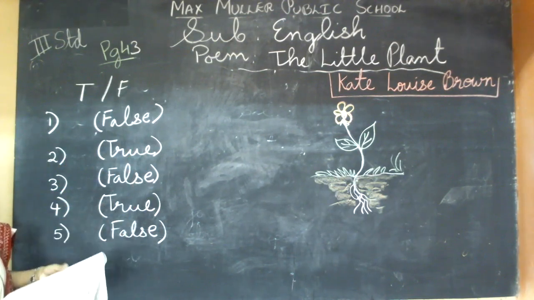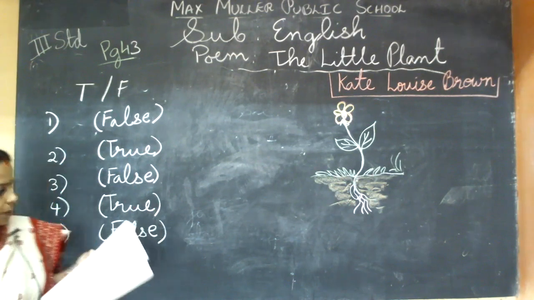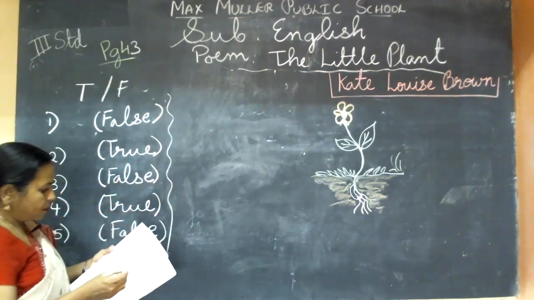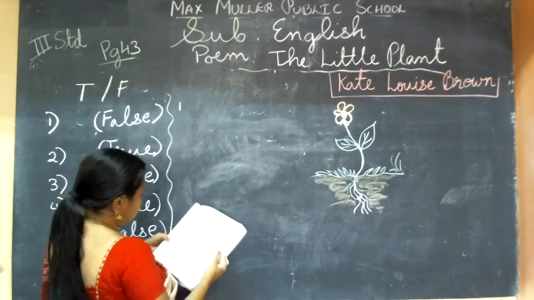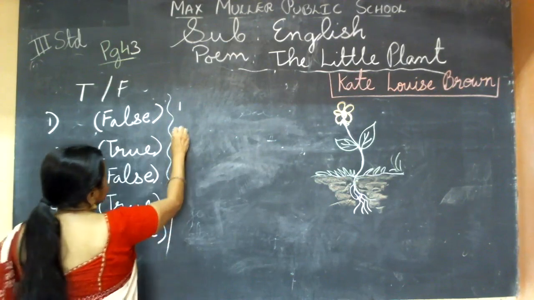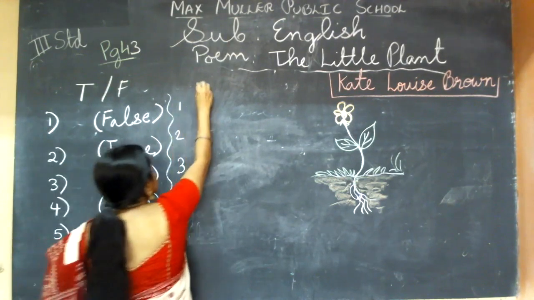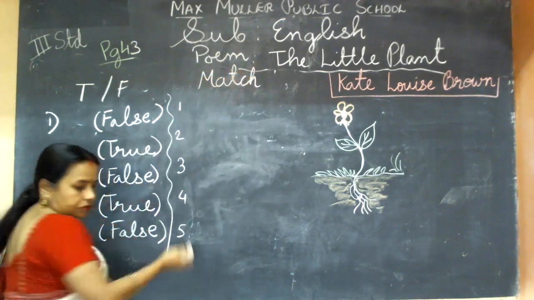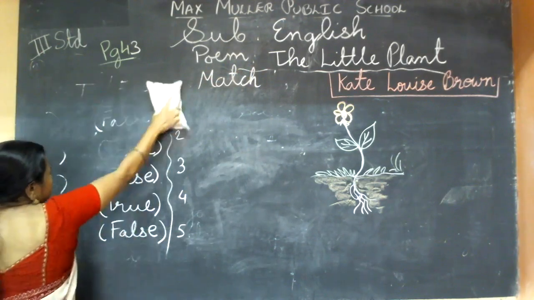Okay? Finished? Next one is match. The question answers you will get in the PDF. Now, match. How many are there? 1, 2, 3, 4, 5. This is match. Okay, this I finish and I rub now.